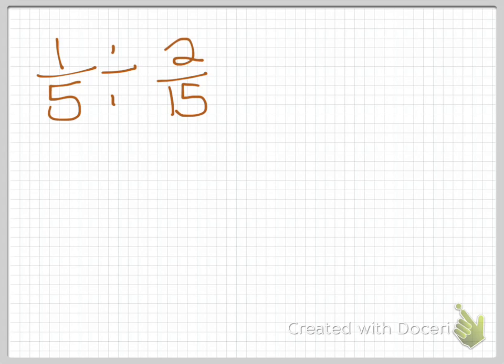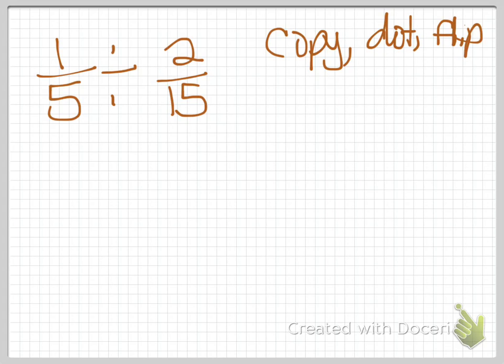Let's practice one. I'm going to do an easy one to begin with, and then we'll bump it up and jump right in and do a difficult one since it's late. 1 over 5 divided by 2 over 15. We're going to copy, dot, flip. We're going to copy the first fraction just like it is. We're going to change the divide to a multiply, and we're going to write the reciprocal or flip the second fraction. That becomes 15 over 2.